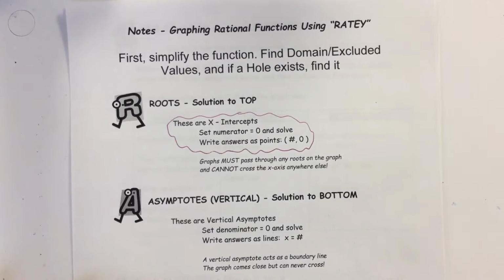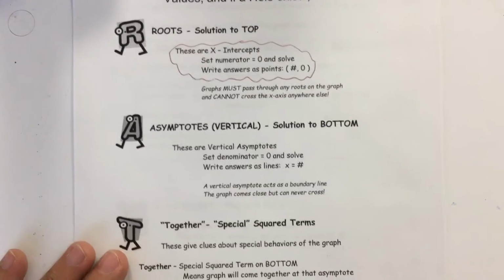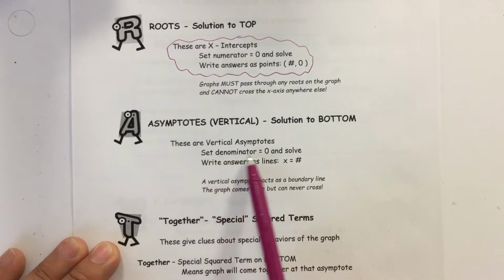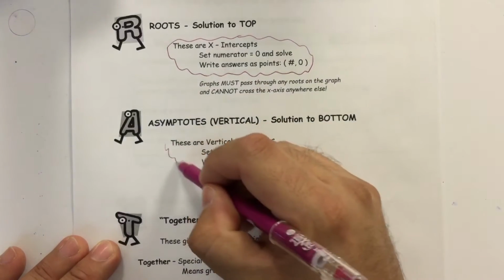All right, so asymptotes. These are your vertical asymptotes. Set the denominator equal to 0 and solve. Write answers as lines, x equals each number. Okay, that's pretty straightforward.